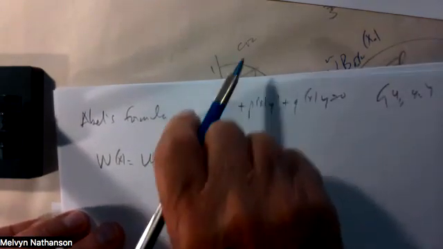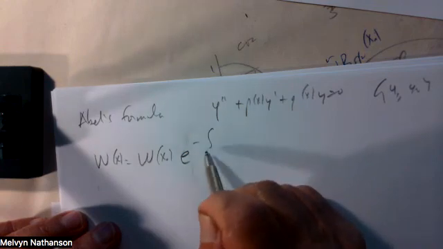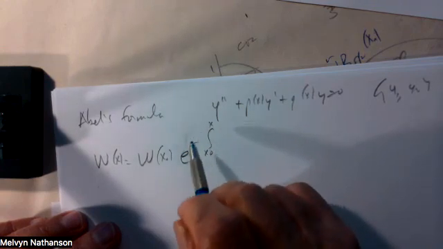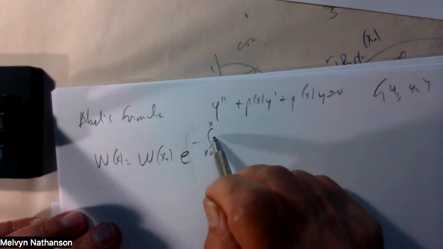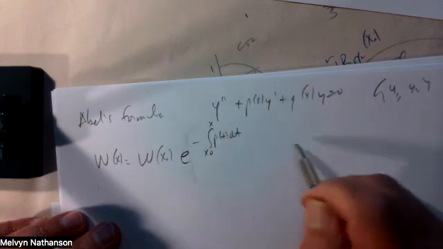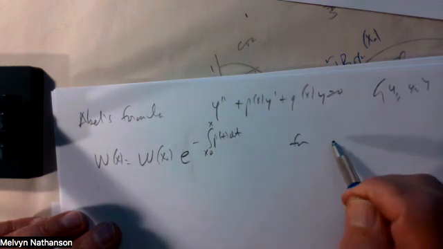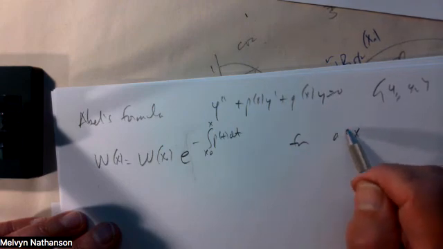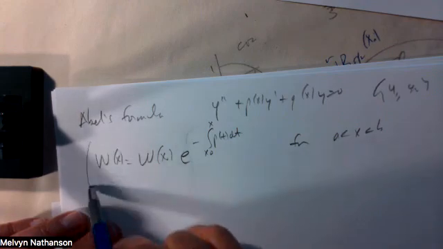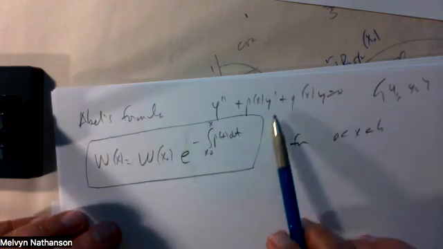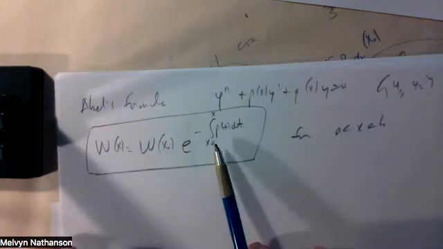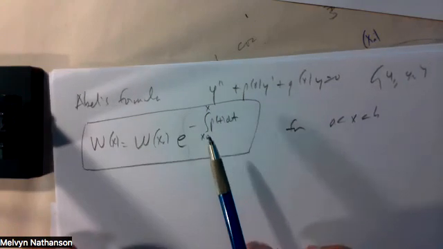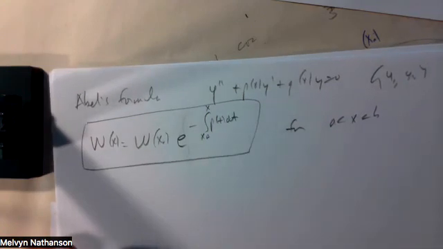between a and b, the Wronskian is the value of the Wronskian at the point x0 times e to minus the integral from x0 to x of p of t dt, for all x between a and b. So in terms of the differential equation, this is a formula for the Wronskian.